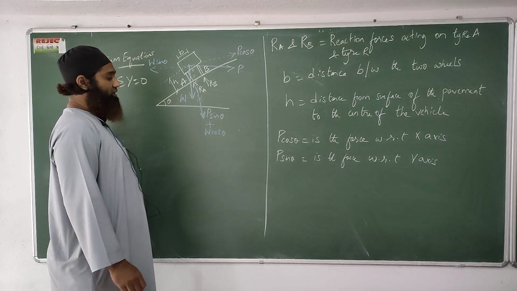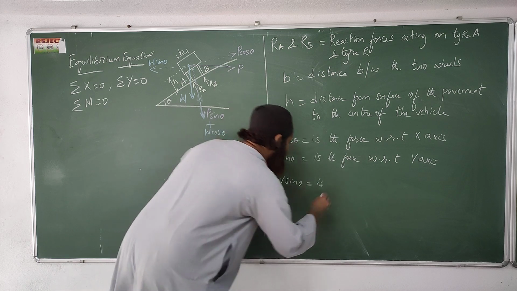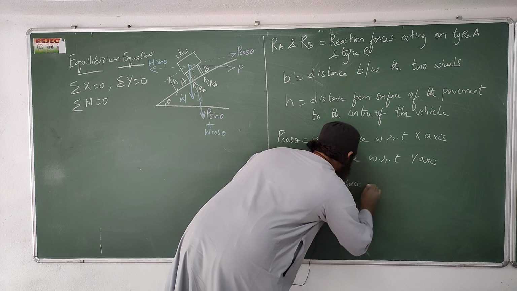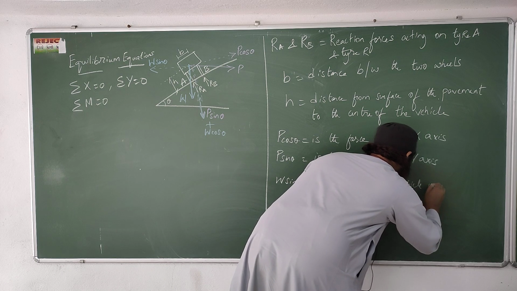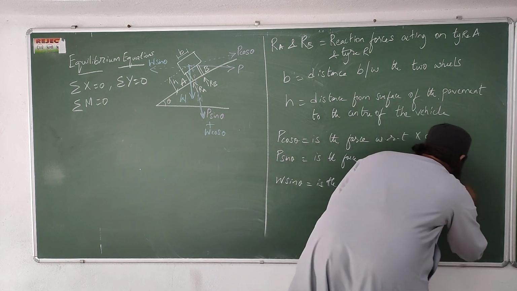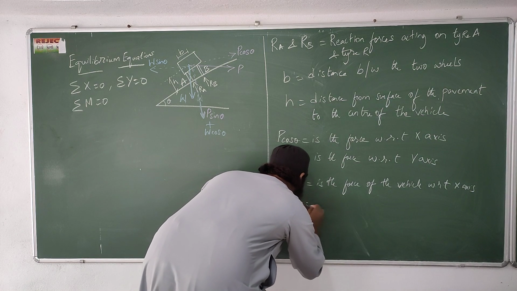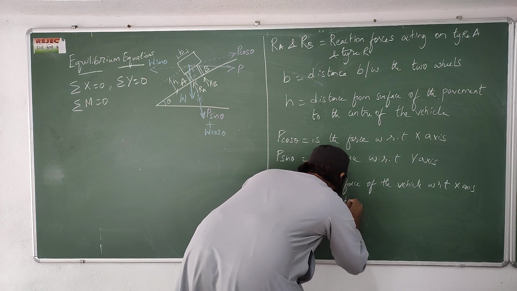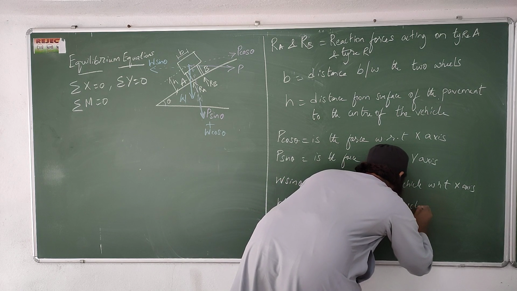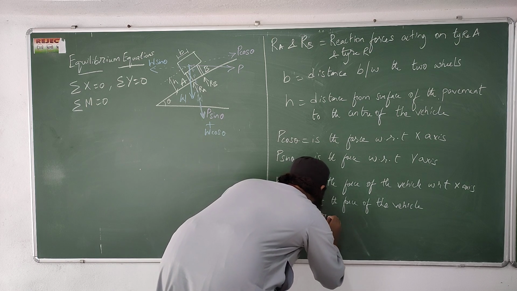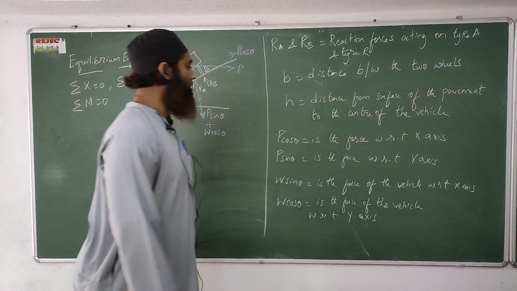I am again resolving it into different forces. W sin theta is the force of the vehicle with respect to the x-axis, and W cos theta is the force of the vehicle with respect to the y-axis. And we get a normal reaction also.